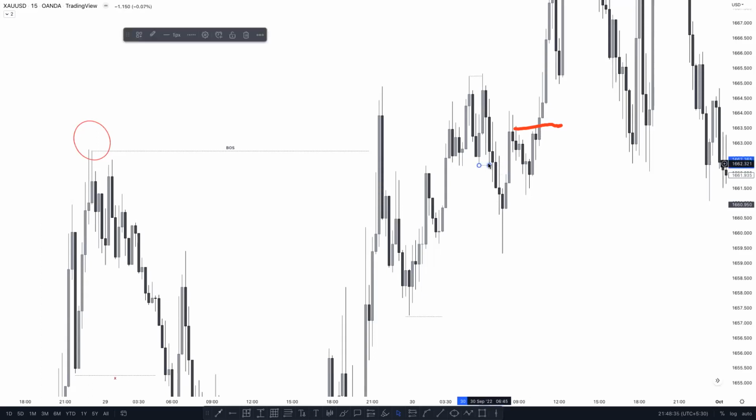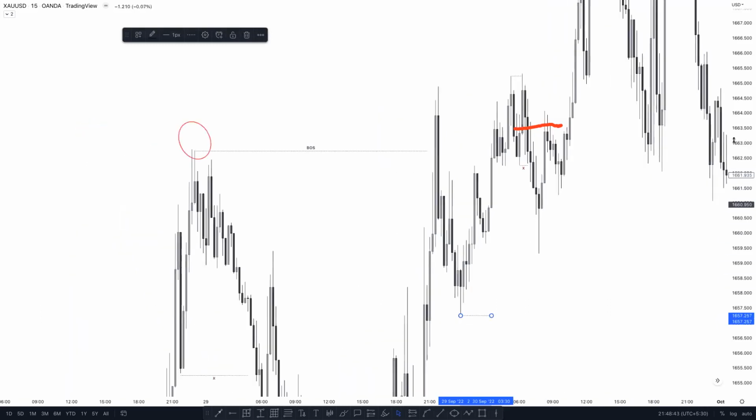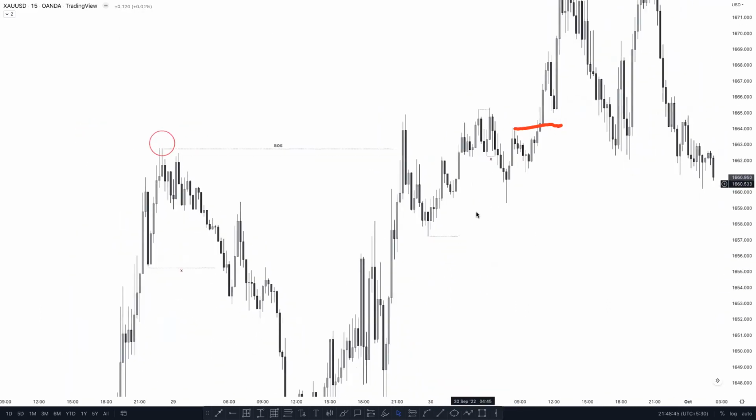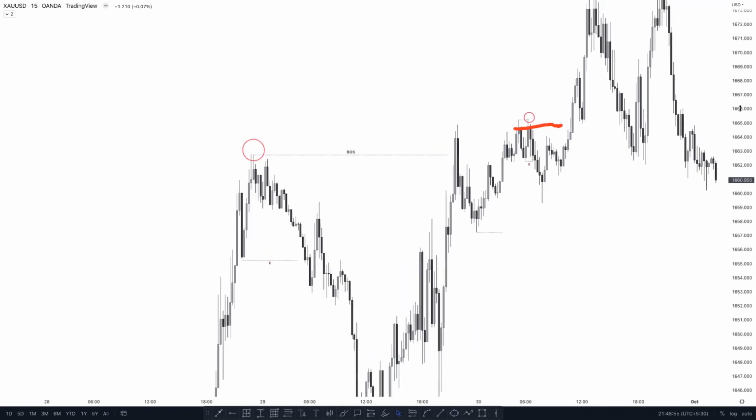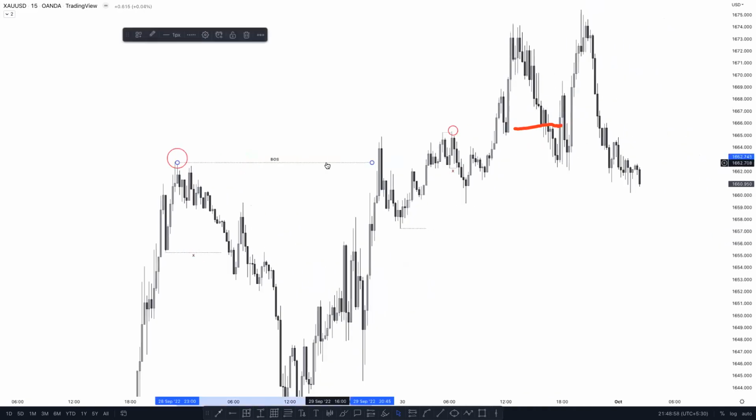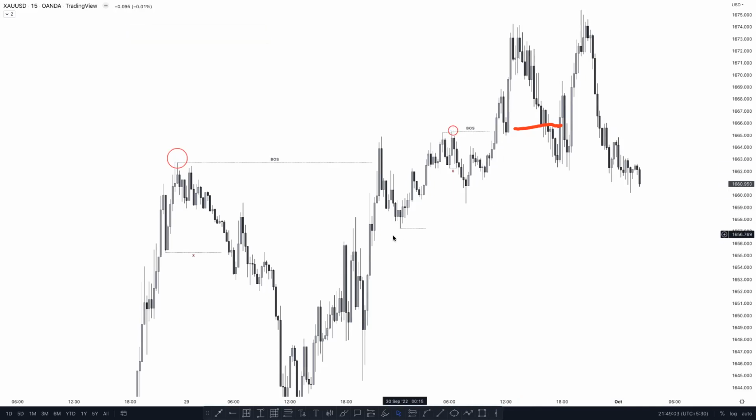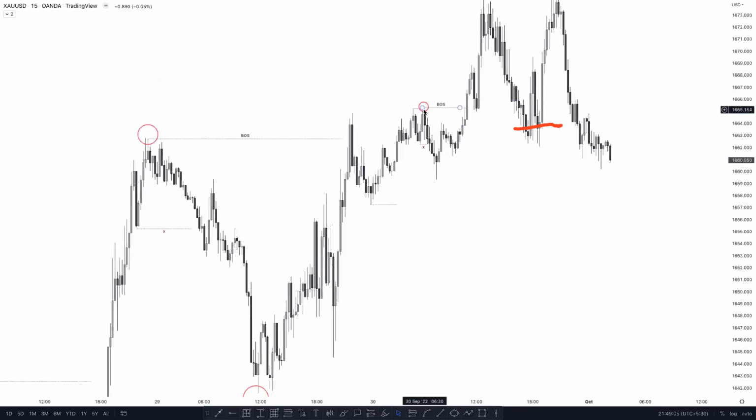So our new inducement is here and major inducement is here. So now you can see a big difference between the minor and major. So in this case, we can use a minor inducement and this high acts like a higher high. And after that, this becomes our new break of structure here. And after this break of structure, where is our higher low? Here, right?